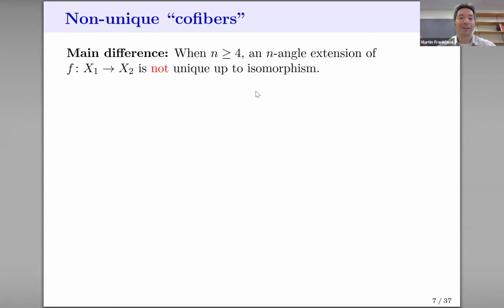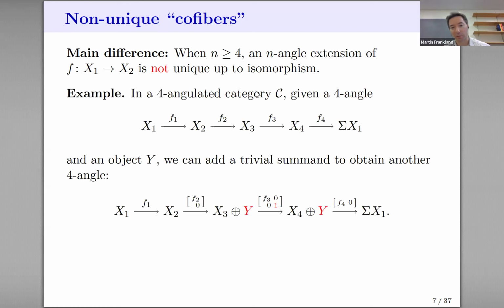Now, the main difference between the triangulated case and this n-angulated case is that cofibers are not unique. We're used to this fact with triangulated categories that if you take a map, its cofiber is well defined up to isomorphism. It's not the case anymore as soon as n is at least 4. For silly reasons, you just have more room to mess up the 4-angle in a way that changes the cofiber. So here's the simplest example.